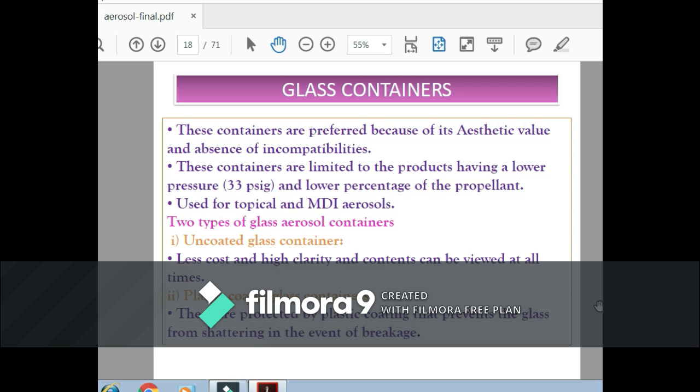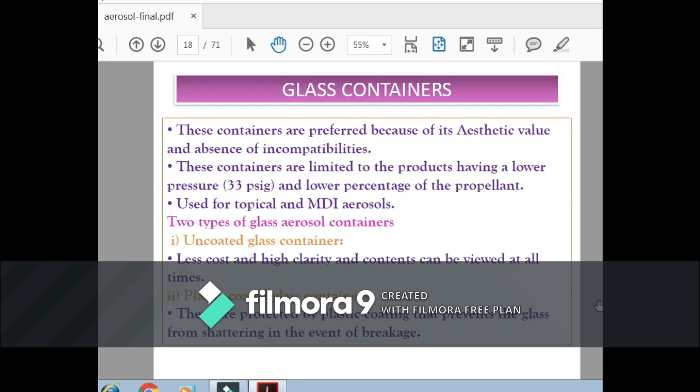Generally when we are preparing an aerosol system containing a maximum of 33 psi pressure, up to 33 psi pressure we can use the glass container. Then if your system pressure is high, at that high pressure we cannot use the glass container because it may cause an explosion or breakage.